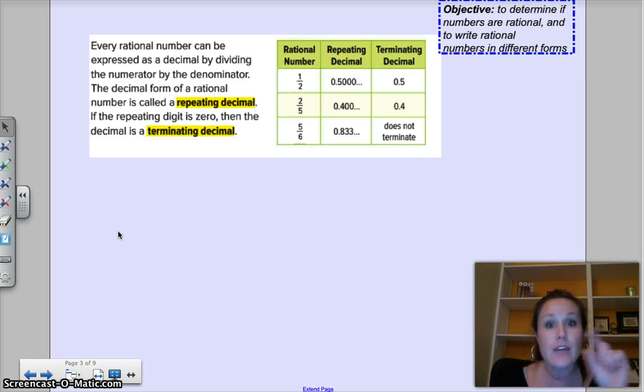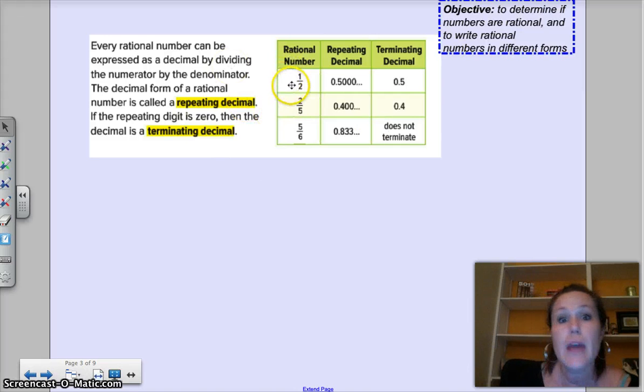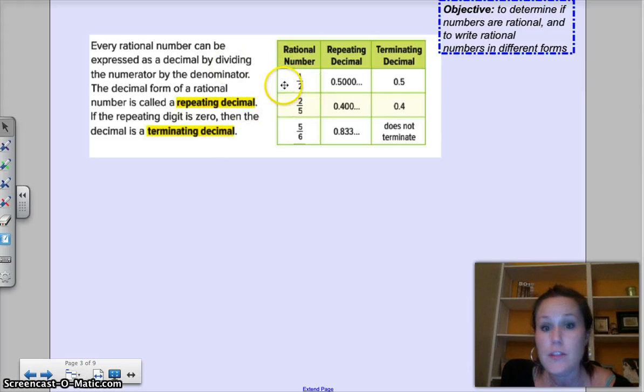But if the repeating part is a 0, then that decimal is called a terminating decimal. And here's what it looks like in chart form. So let's say we have 1/2. Okay, we know that that's half of anything, 50%. The repeating decimal is 0.5000000. And see those 3 dots? That tells me that that last little number goes on and on and on and on forever.